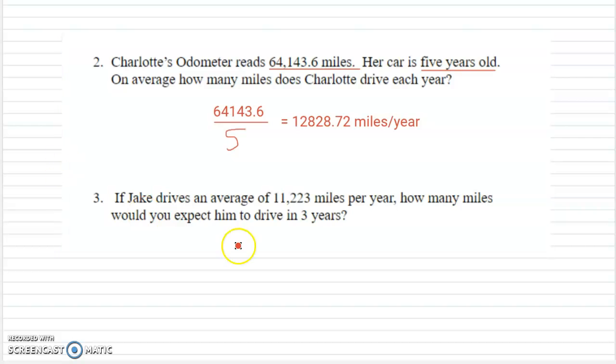Number 3 is just like number 1. If Jake drives an average of 11,223 miles per year, how far would you expect him to drive in 3 years? So again, we're going from 1 year to 3 years. Just have to multiply it out. 11,223 times 3. And this is going to equal 33,669 total miles. So far, so good.